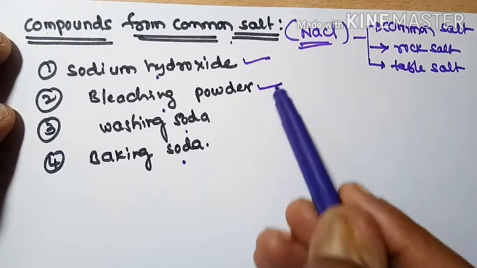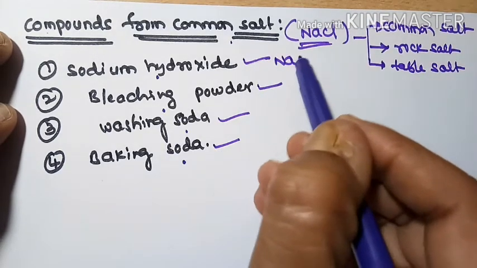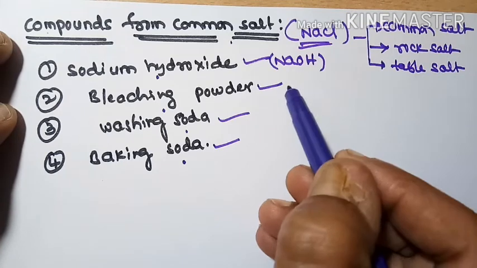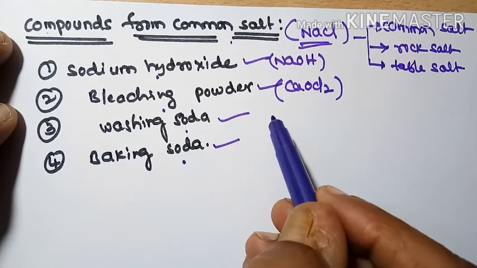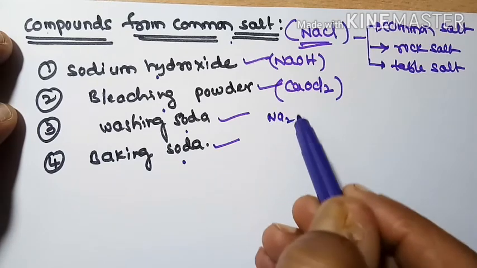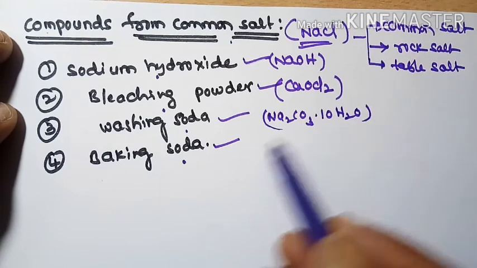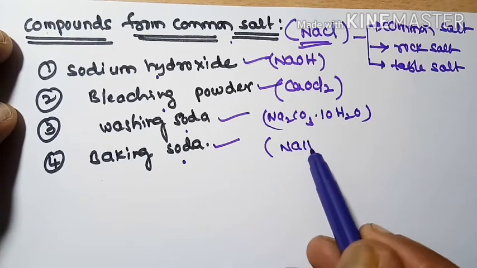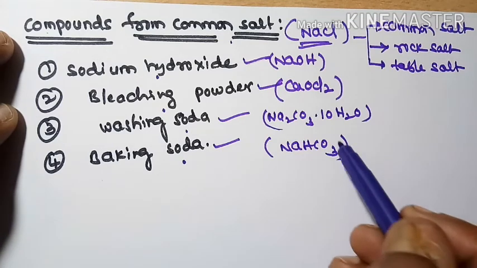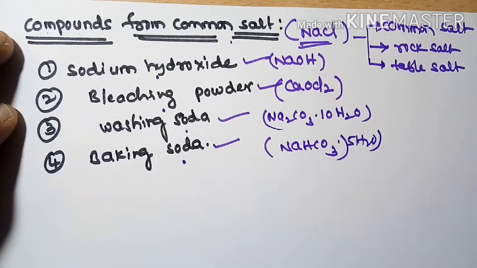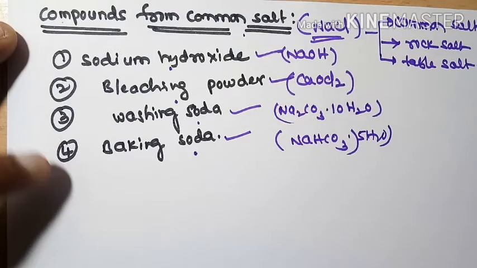Sodium hydroxide, bleaching powder, washing soda and baking soda we prepare. Sodium hydroxide formula is NaOH. Bleaching powder formula is CaOCl2, calcium oxychloride. Washing soda formula is Na2CO3.10H2O. Baking soda is NaHCO3, sodium bicarbonate; here we can also write 5 moles of H2O. These are the common compounds we will get from common salt.